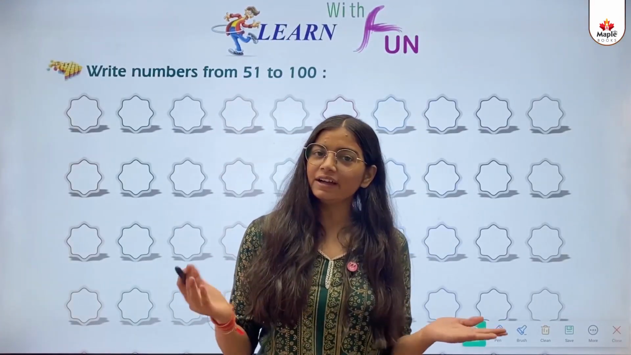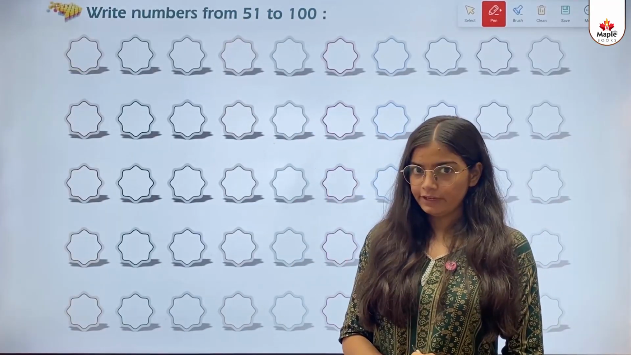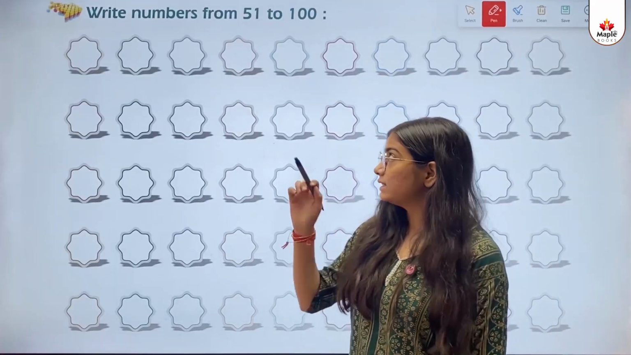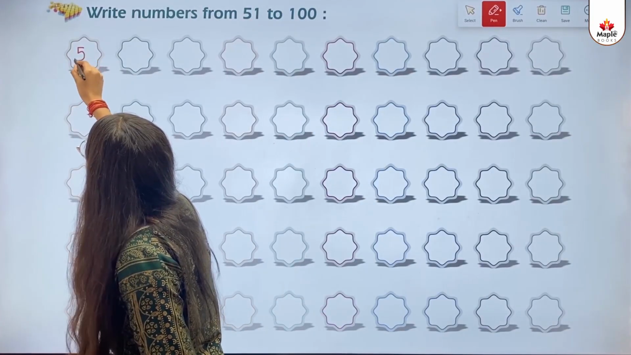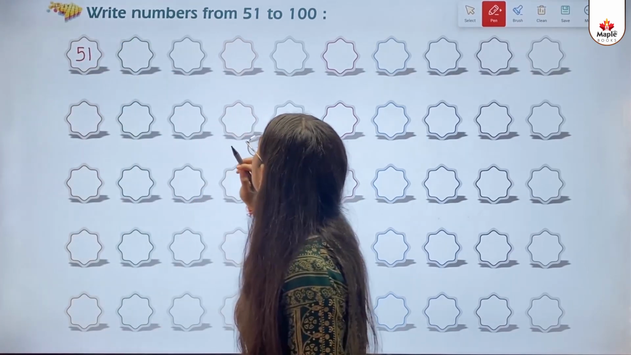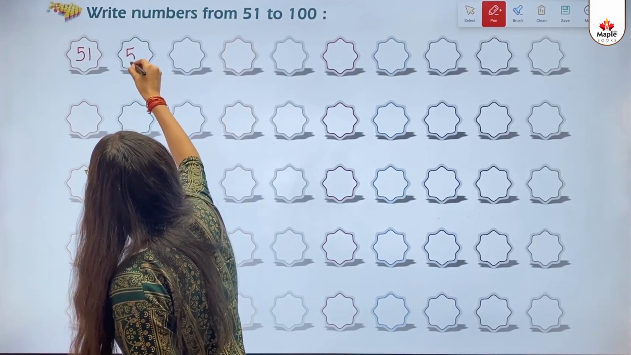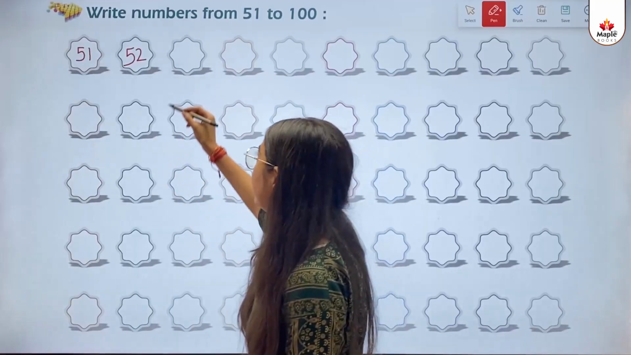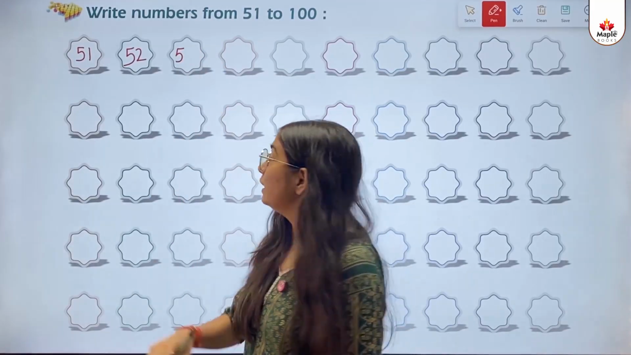Learn with fun. Write numbers from 51 to 100. So, kids, we will start from 51 number. 5 1 51. What comes after 51? 52. 5 2 52. Then 5 3 53.